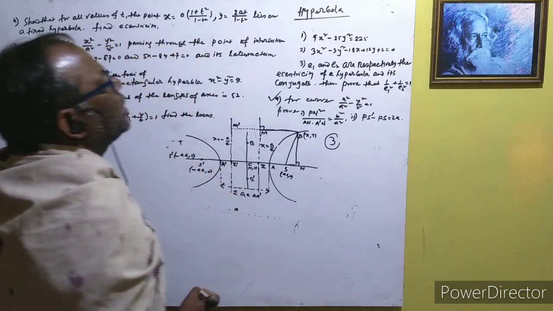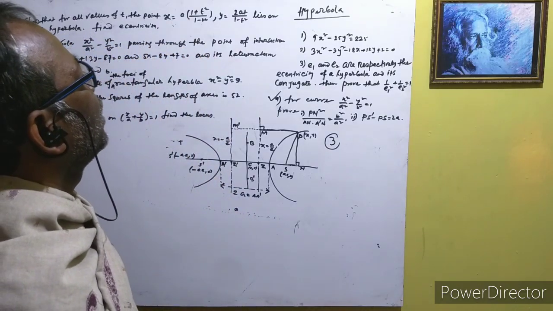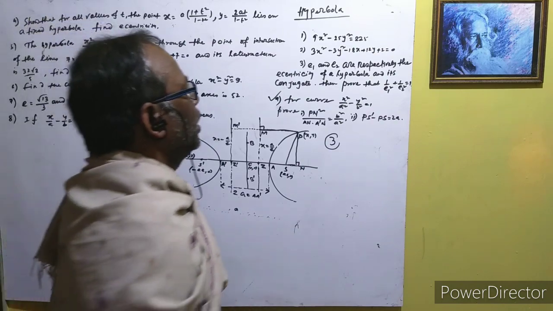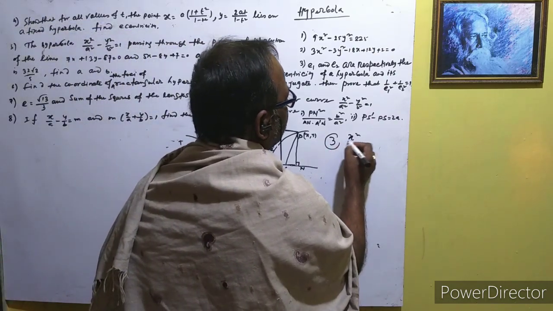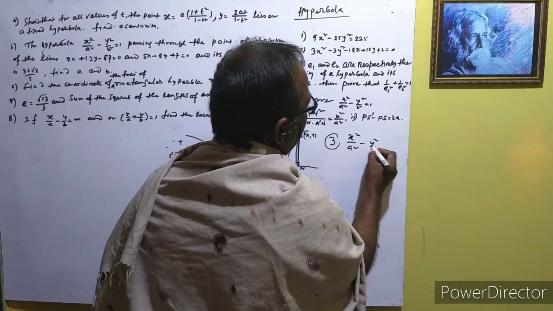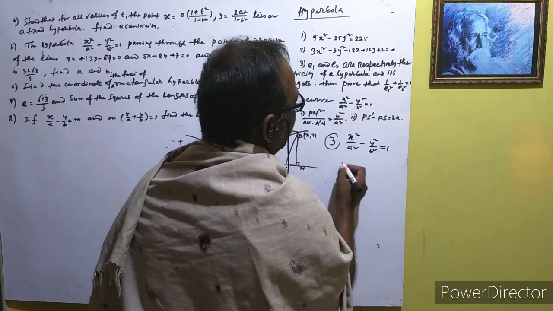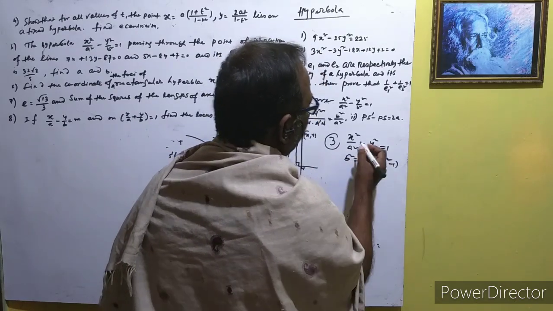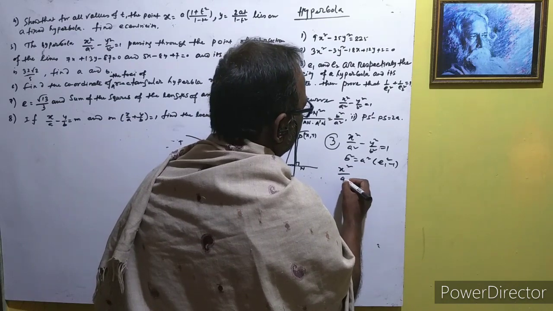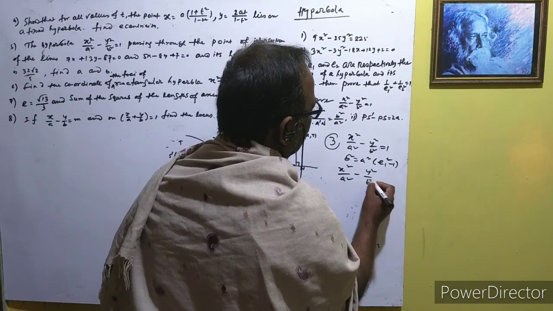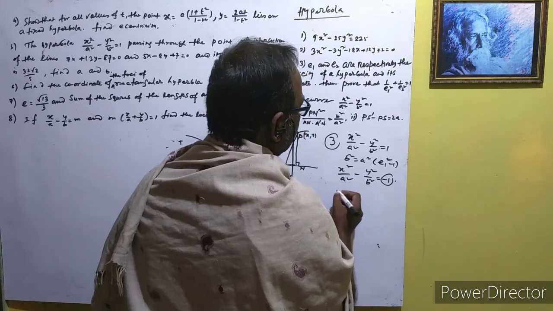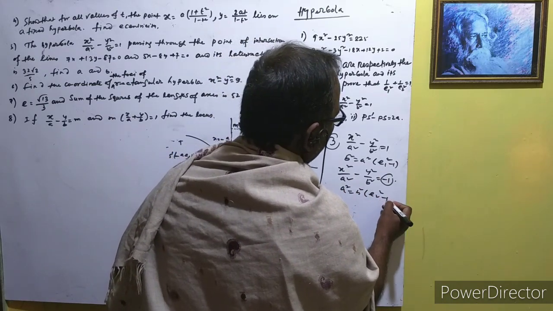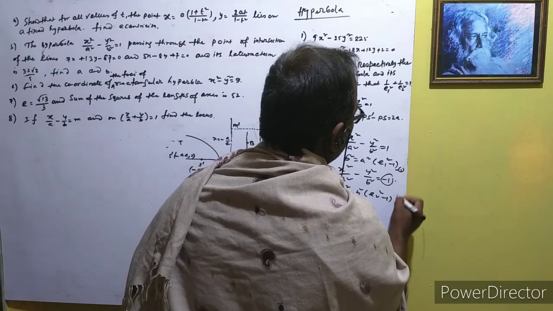So E1 and E2 are respectively the eccentricity of the hyperbola and its conjugate. For the first hyperbola, the relation between A and B is B square equal to A square into E1 square minus 1. And for the conjugate hyperbola, the relation is A square is equal to B square into E2 square minus 1. Okay, this is 1 and this is 2.